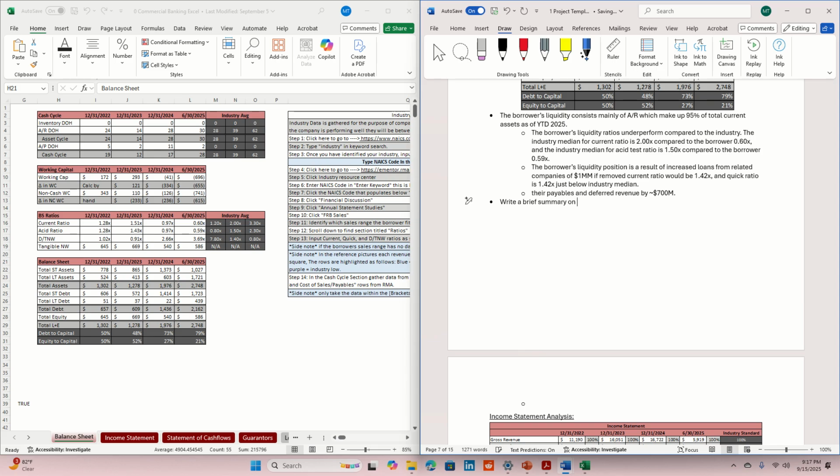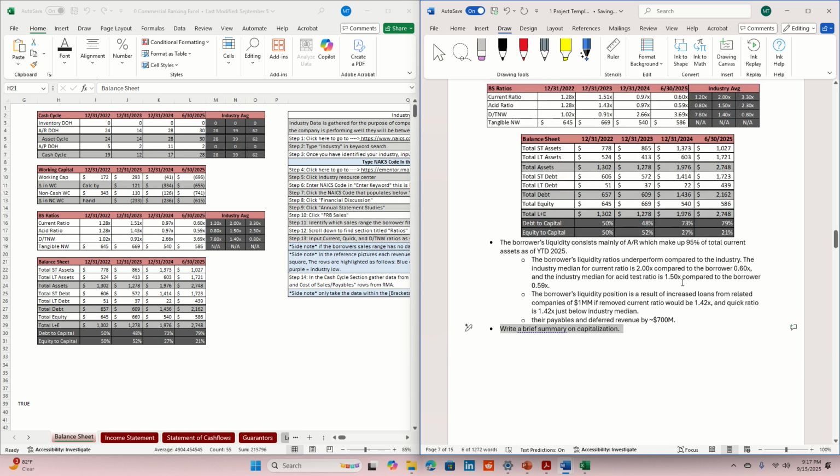Something like that on capitalization, right? What I want you to write here is the borrower balance sheet consists of 79% debt and 21% equity as of 2025. As of year-to-date 2025. Always say year-to-date. Always say fiscal year-end, right? Always say that. Always say year-to-date. Always say fiscal year-end. Okay, so quick statement, simple statement, right? Now we're going to get into it.